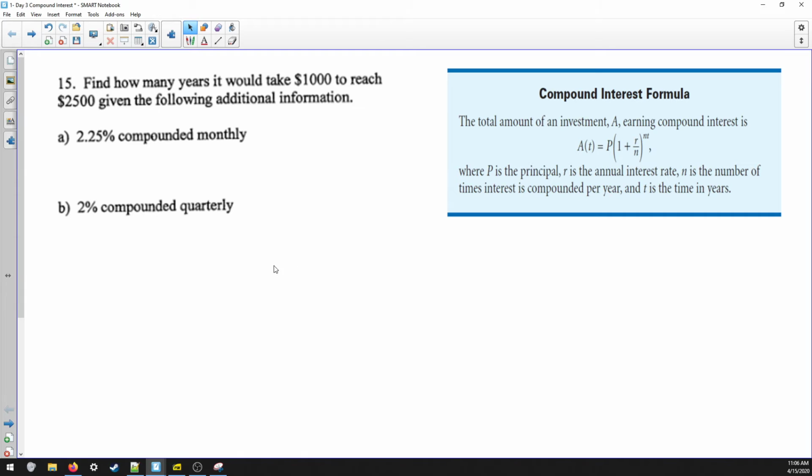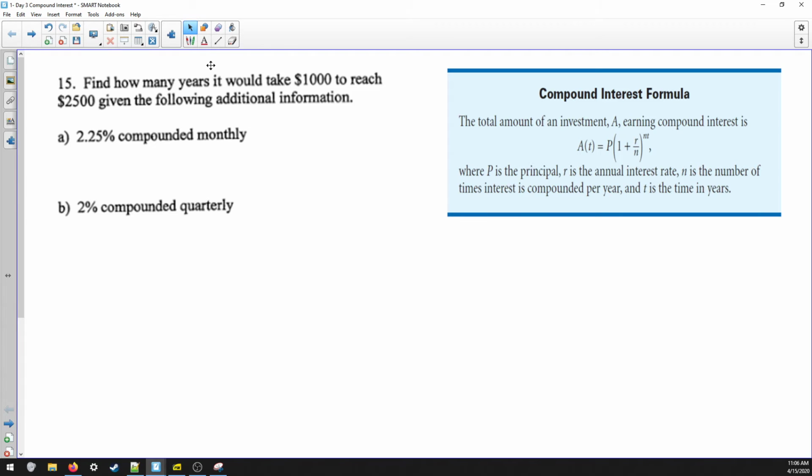The tricky part about this problem is they are not telling us the number of years, right? We don't know what T is. They're actually asking how many years. That's the question. But what they are giving us is that the output value, which is A of T, right, the left-hand side of this, has got to be over $2,500, right? So here's what we're going to set up.